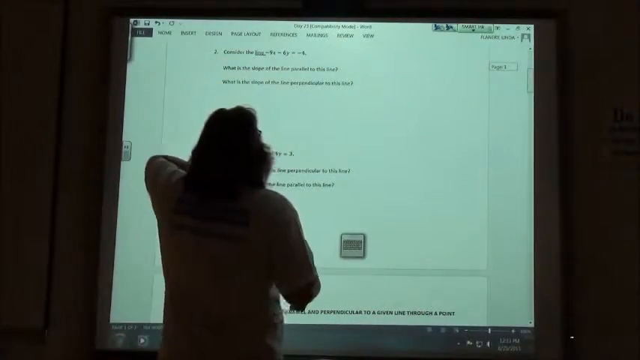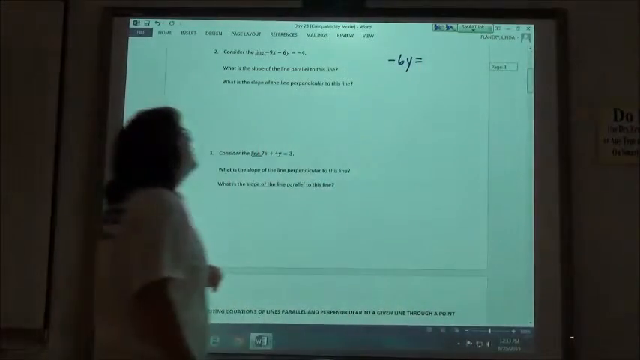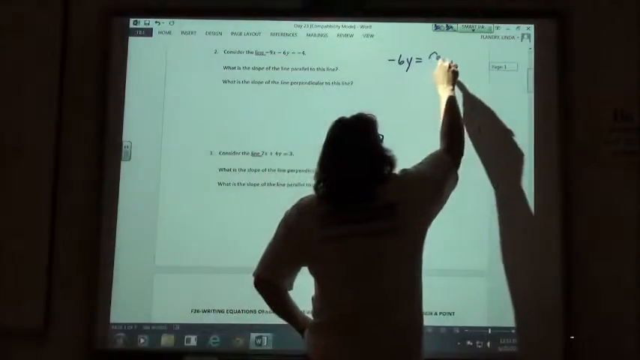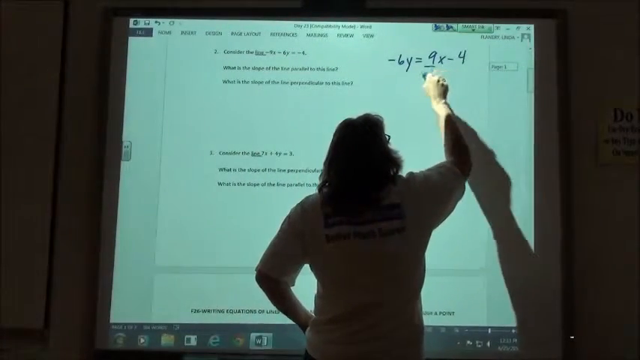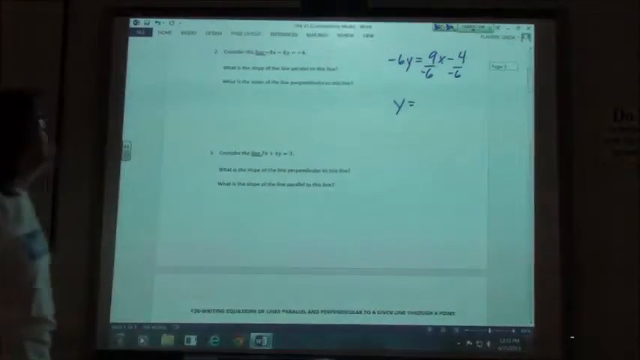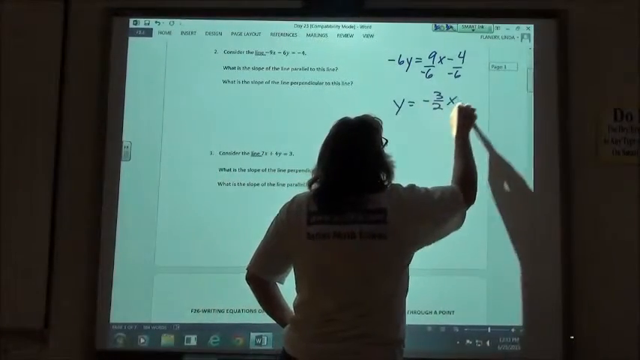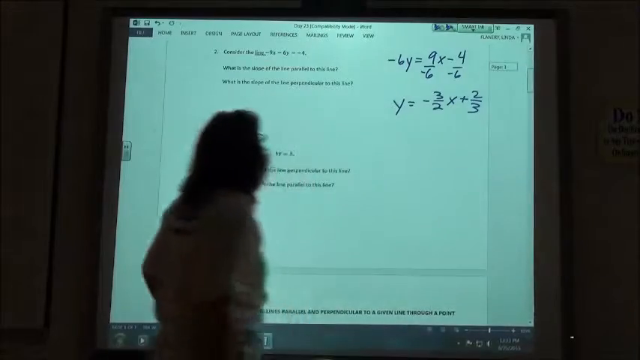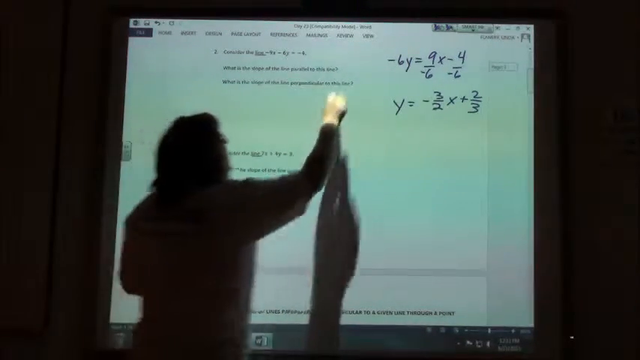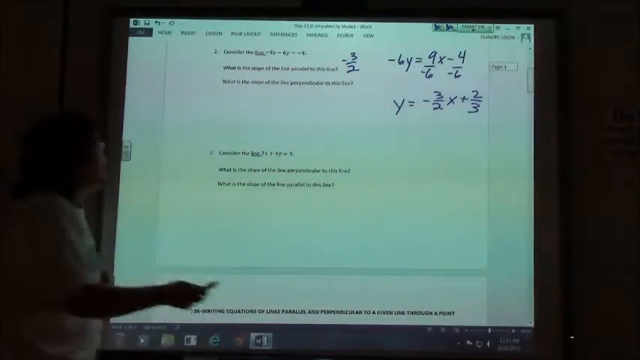So on number 2, if I'm going to solve that for y, I'm going to have -6y equals, and on the other side then I would have 9x minus 4. I'm going to divide by my -6, and so it simplifies into y equals -3/2 x plus 2/3. So the slope of my parallel line is -3/2, and my perpendicular line positive 2/3.